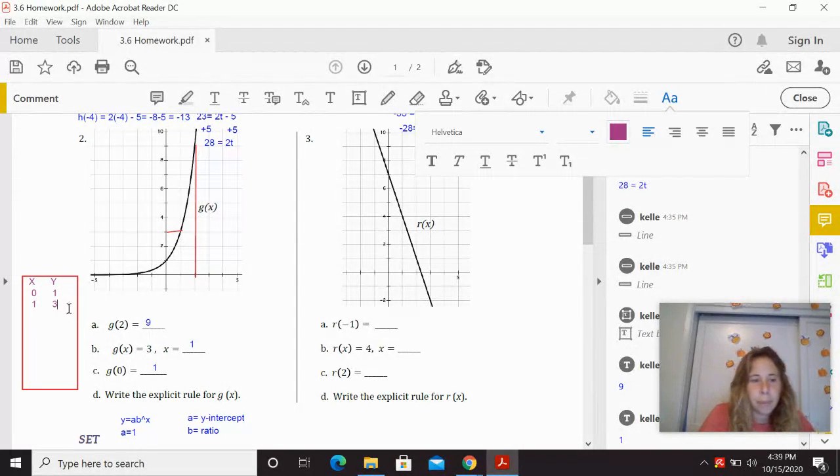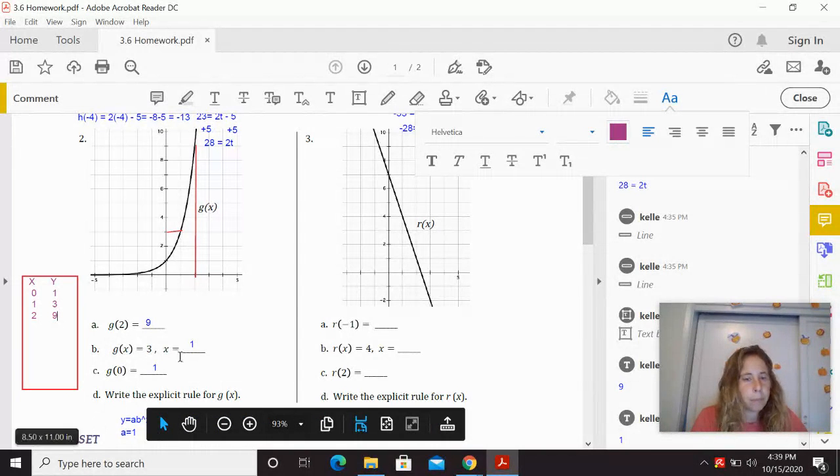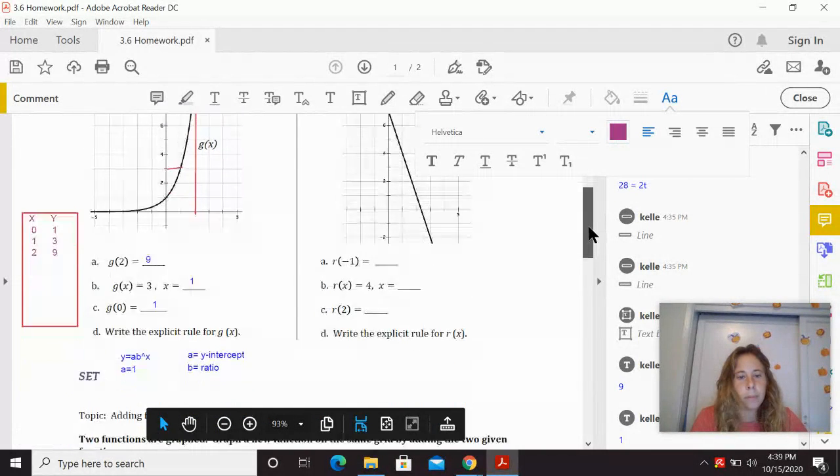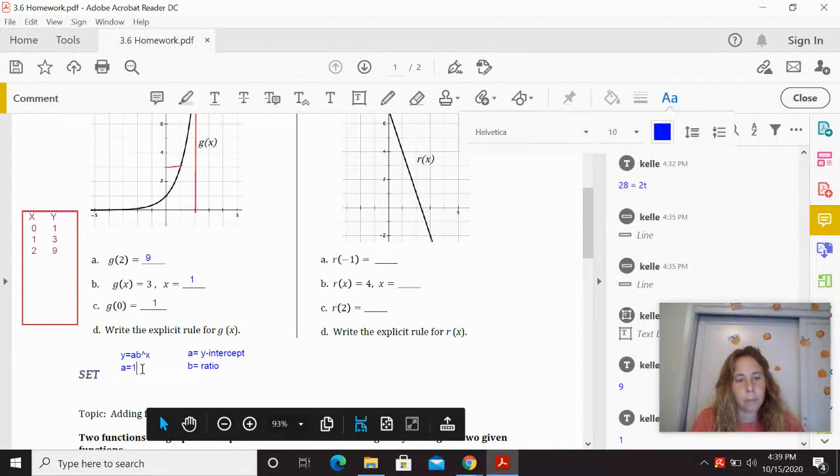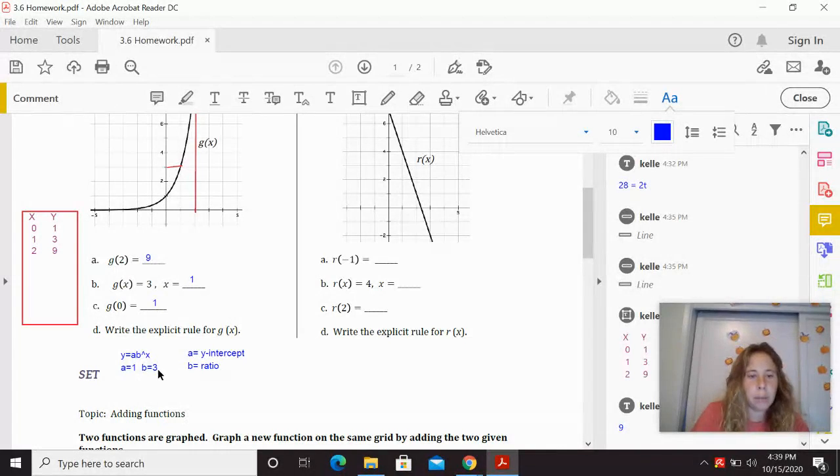3. But if you want to prove it to yourself, which is always a good idea, you can plug in another point. When x is 2, y is 9. We already figured that out. We can also look at the graph. X is 2, y is 9. Okay, now it's more obvious. I'm multiplying by 3 each time, so my ratio is 3. A equals 1, b equals 3, and then you just fill in your equation.